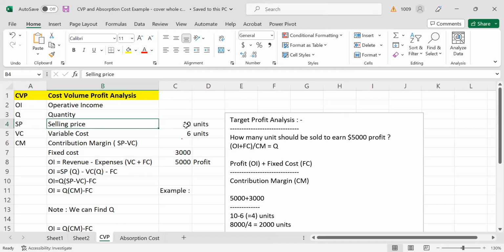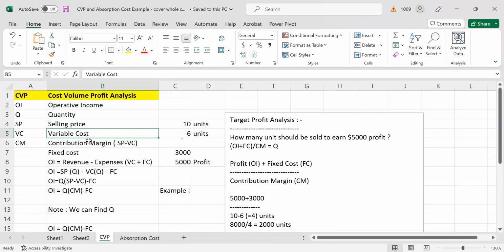Here 10, for example, 10 per unit is the selling price that we have taken just for example. Variable cost, which is denoted with VC, is 6 per unit. This is the variable cost. As the sale increases, variable cost increases. As the sale decreases, variable cost will decrease. It is not like the fixed cost that will remain fixed irrespective of the sale increase or decrease.